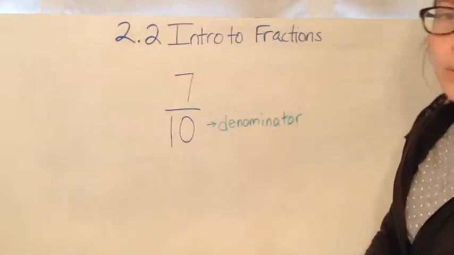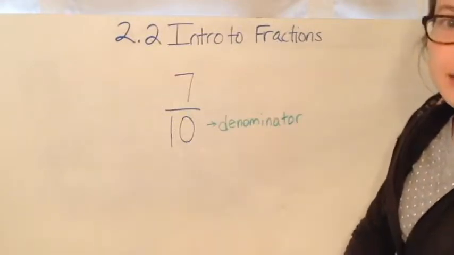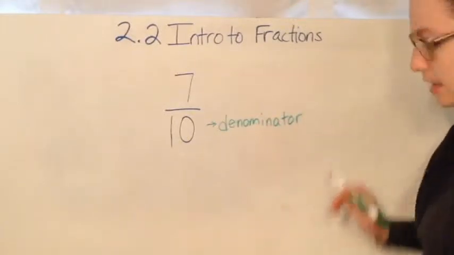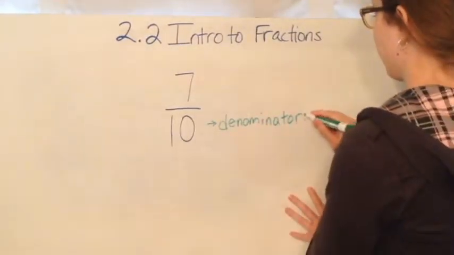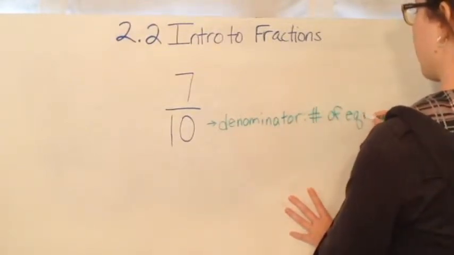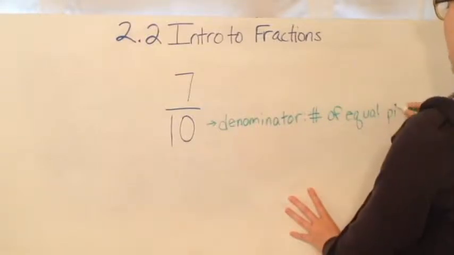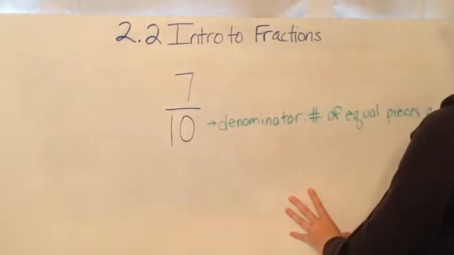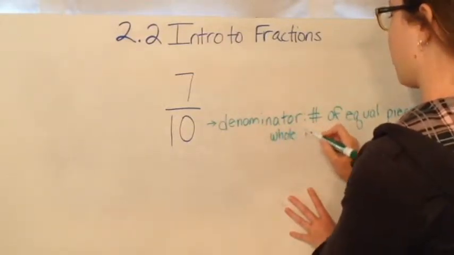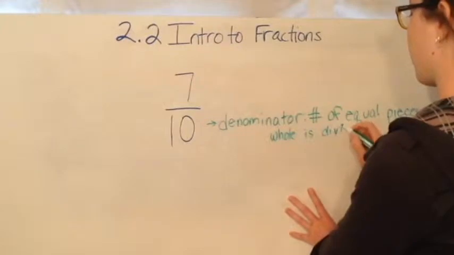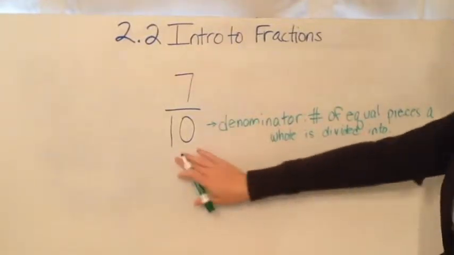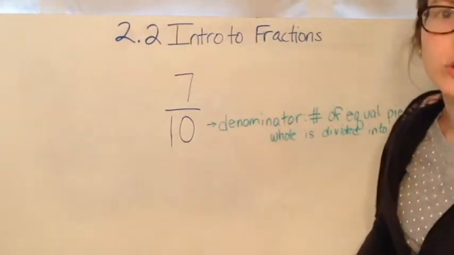And it's really important that we're not only cutting it into that many pieces, but that those pieces are all equally sized. Okay, so it is the number of equal pieces or parts a whole is divided into. So that's the bottom part of our fraction, or the denominator.